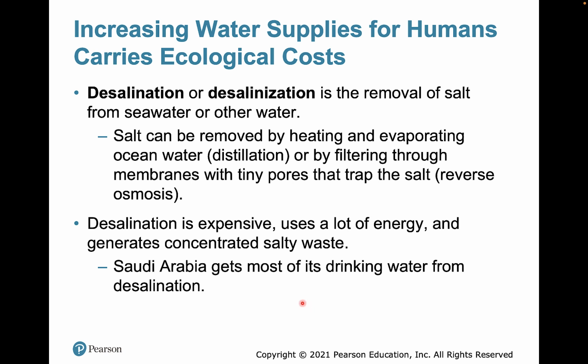It makes sense that Saudi Arabia gets most of its drinking water from this process because it's Saudi Arabia. They have a whole lot of oil. It's really hot, okay? So it takes less effort and it's less expensive to get drinking water that way because they have the right environment for it.